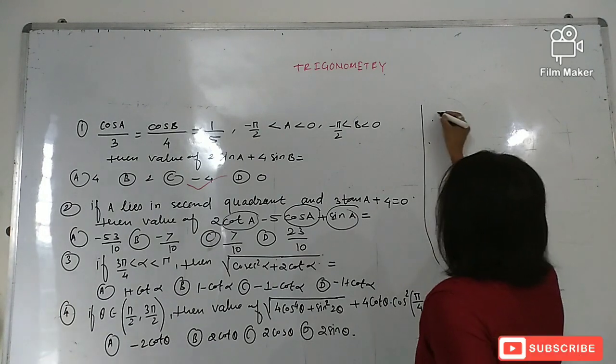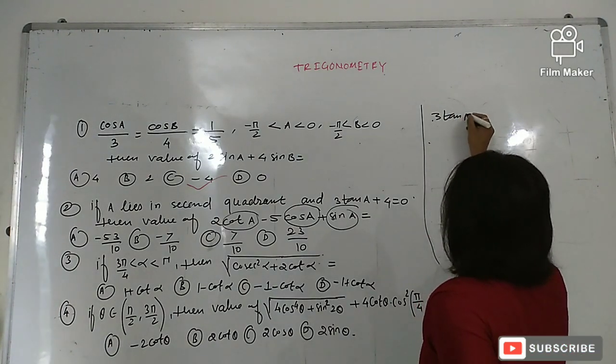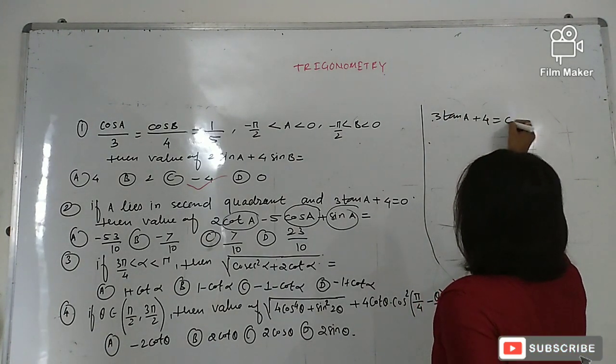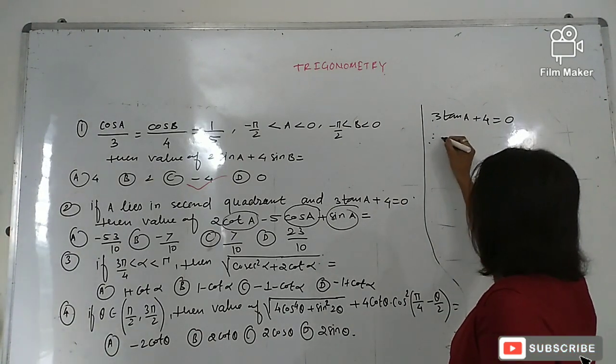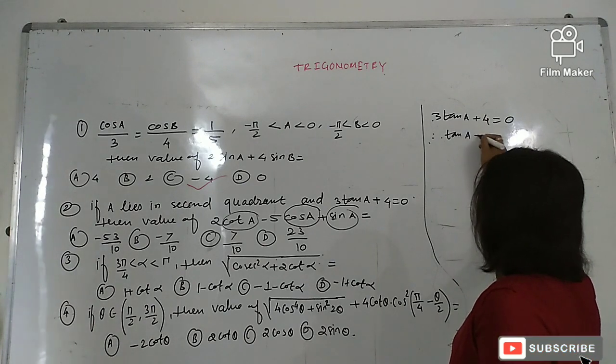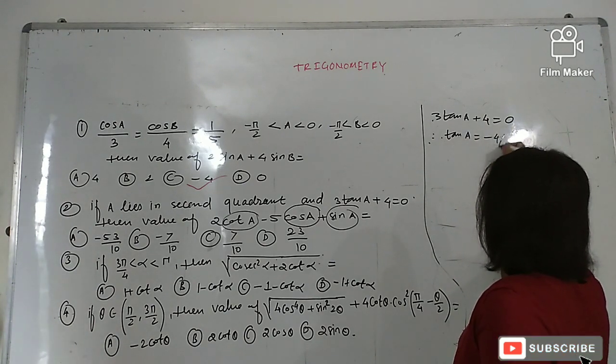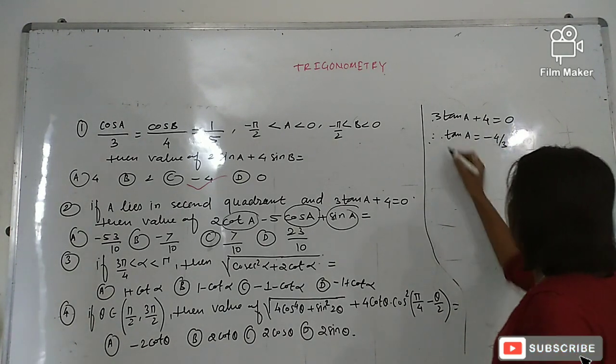So the given equation is 3 tan A plus 4 is equal to 0. So we can calculate the value of tan A. Calculate the value of tan A. The tan A value is minus 4 by 3. Okay.